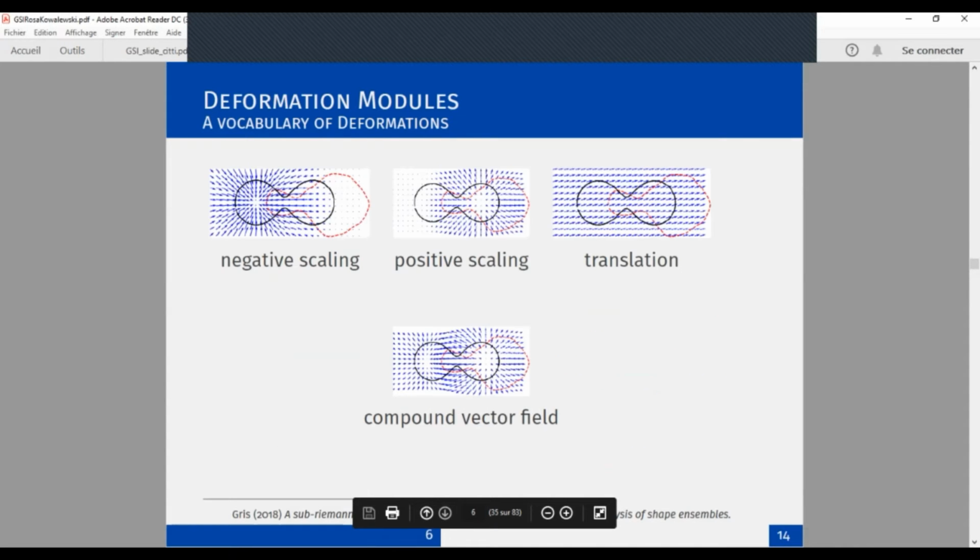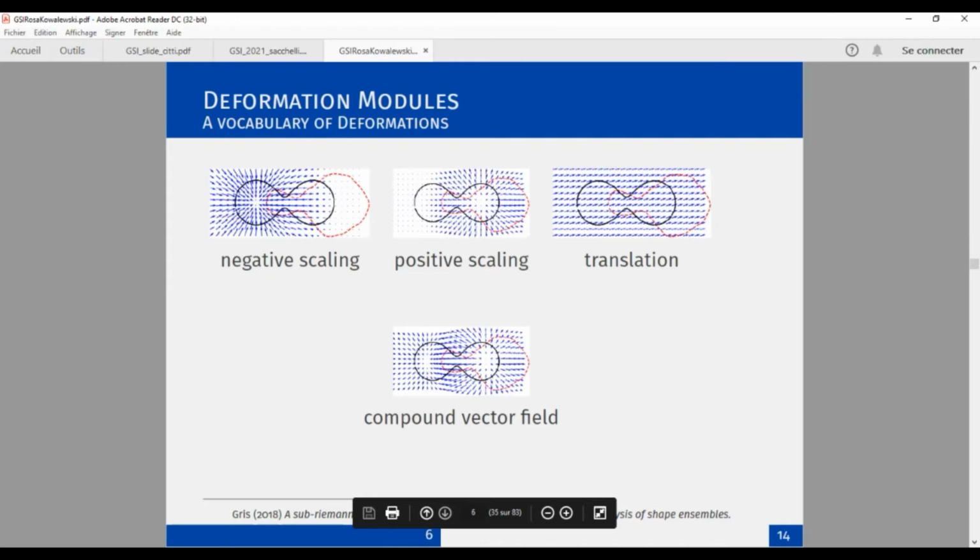Okay, so here I show some vector fields that are built by deformation modules. We have the negative and positive scaling, which are built by the same module, but with different geometrical descriptors and different control variables. Then we have the translation, which is a different deformation module. And we can also combine them into a compound module by adding the vector fields of each module at each time point. And then the final deformation is the flow of the sum of the vector fields.